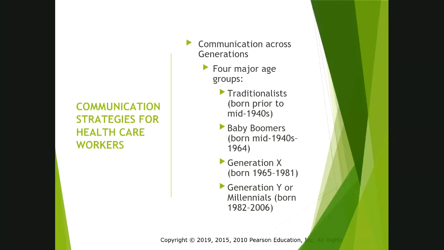Communication across the generations. There's 4 major age groups. Traditionalists, born prior to the 1940s, then baby boomers, born mid-1940s to 1964. Generation X is 1965 to 1981, and Generation Y or millennials are born 1982 to 2006.